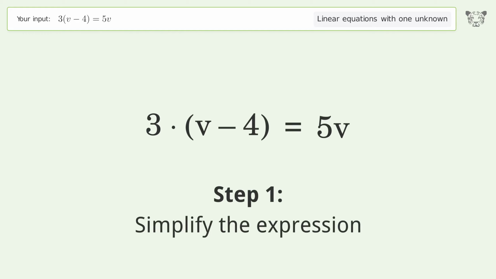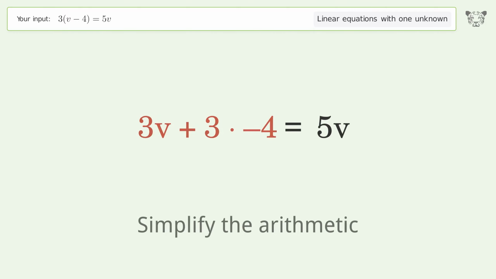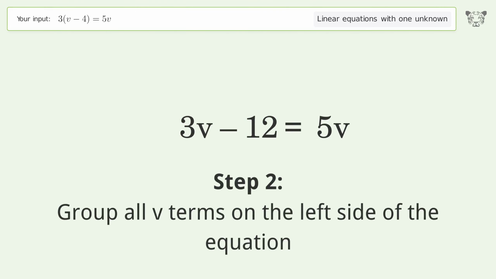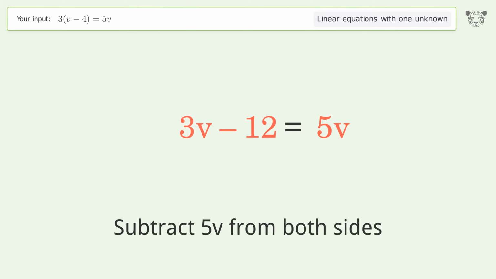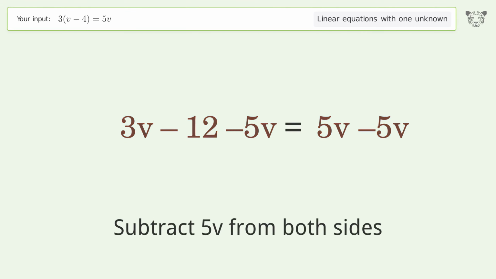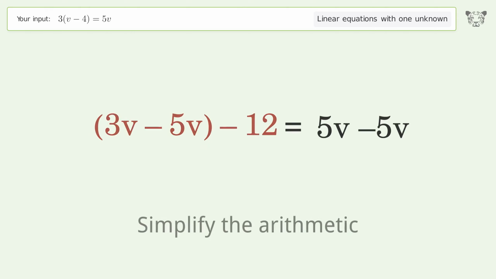Simplify the expression. Expand the parentheses. Simplify the arithmetic. Group all v terms on the left side of the equation. Subtract 5v from both sides. Group like terms. Simplify the arithmetic.